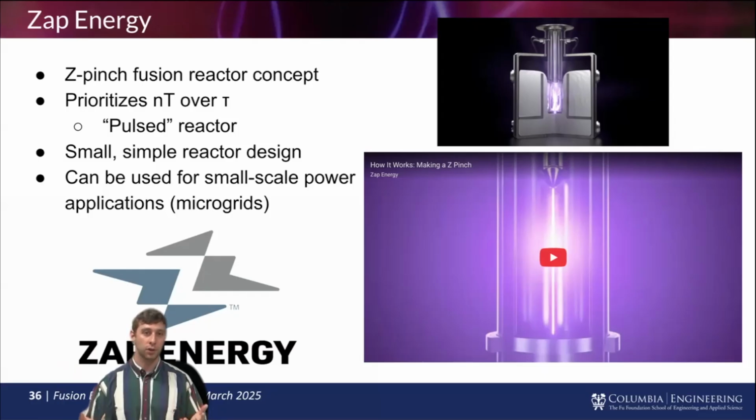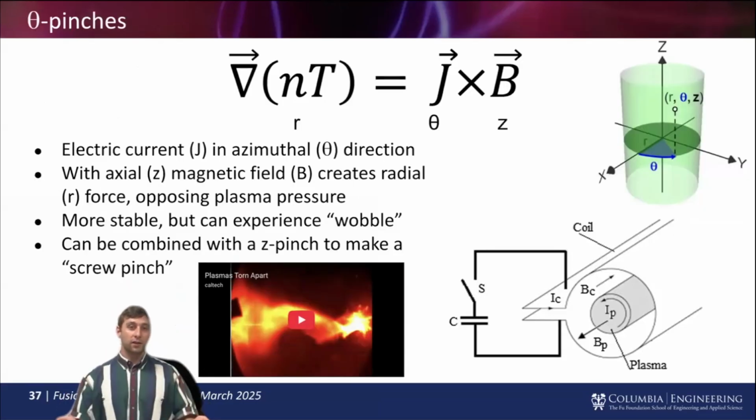Their approach at Zap Energy is to build smaller, simple reactors. So these can serve smaller grids, smaller sets of energy customers, as opposed to a giant power plant that can replace a coal or gas-fired power plant nowadays. So we'll show this video that goes over the concept that Zap Energy is studying, so that you can see a Z-pinch in action. So that covers Z-pinches. Now we'll talk about theta pinches.